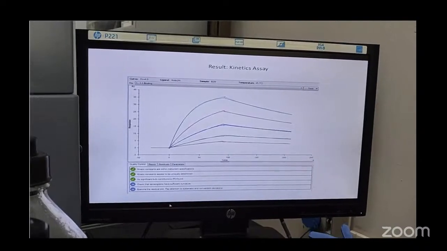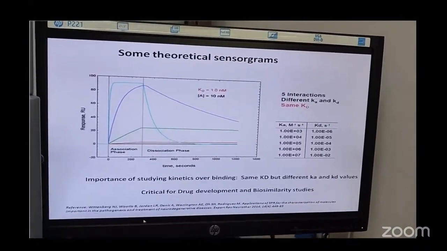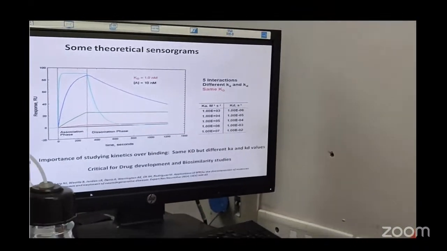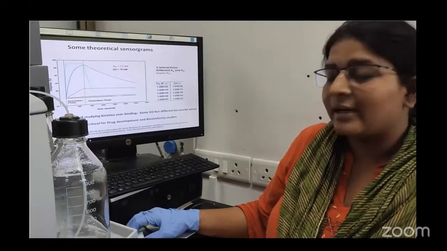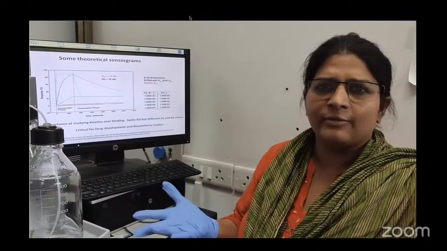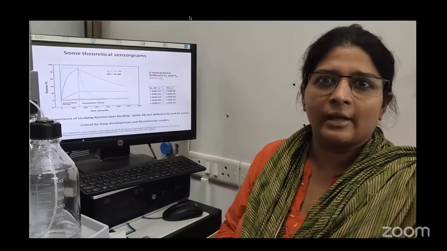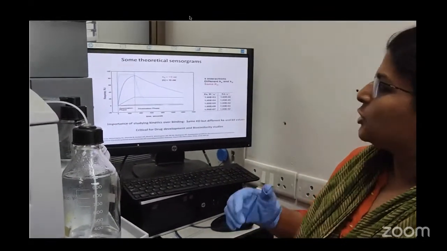Okay. So why do we use SPR? What is SPR, and what extra information is SPR giving? You can get the KD value from other assays also, for example, ELISA. For example, with any other instrument, you can get the KD.